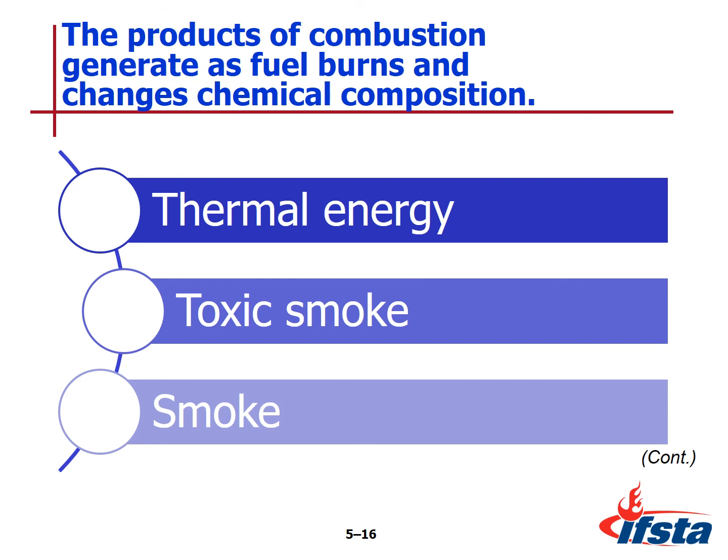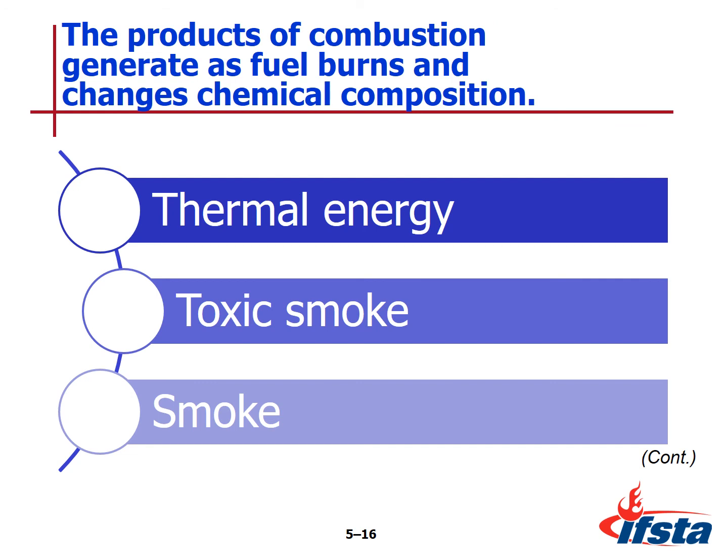Products of combustion generate as fuel burns and changes in its chemical composition. So, thermal energy. What is thermal energy? Heat. Okay. Somebody explain to me what products of combustion means. What's it described as? It's described as heat, but how else can we describe things that are given off from that reaction? The energy. Energy is released. It's given off thermal energy. Okay? So like we said, thermal energy is heat.